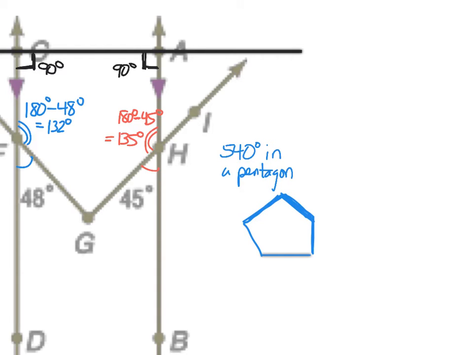We know that there's 180 degrees in a triangle. So the way I know that there's 540 degrees in a pentagon is I create as many triangles from a single vertex as I can in any polygon. So I can create a triangle here. So I connect to all the other vertices. So these would be 3 triangles at 180 degrees each. So that's where I get the 540.